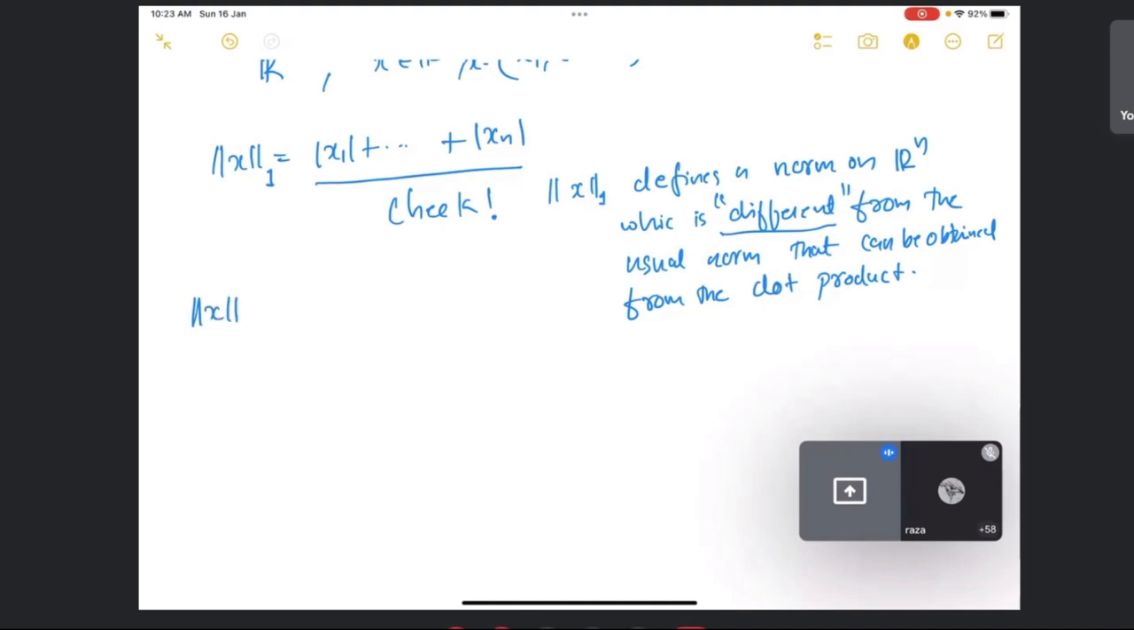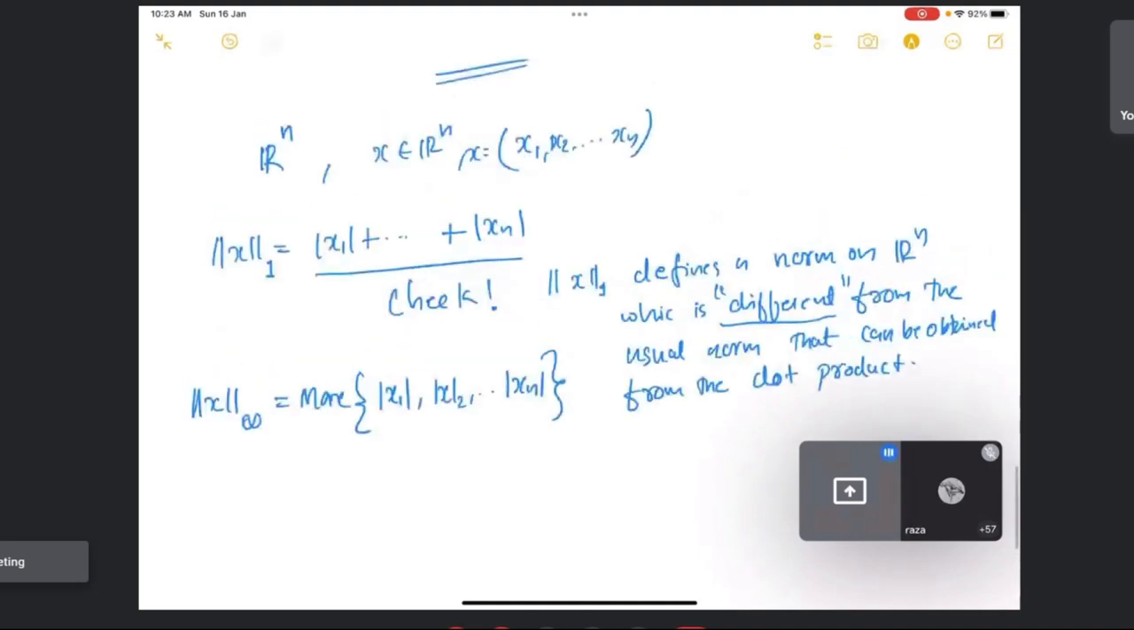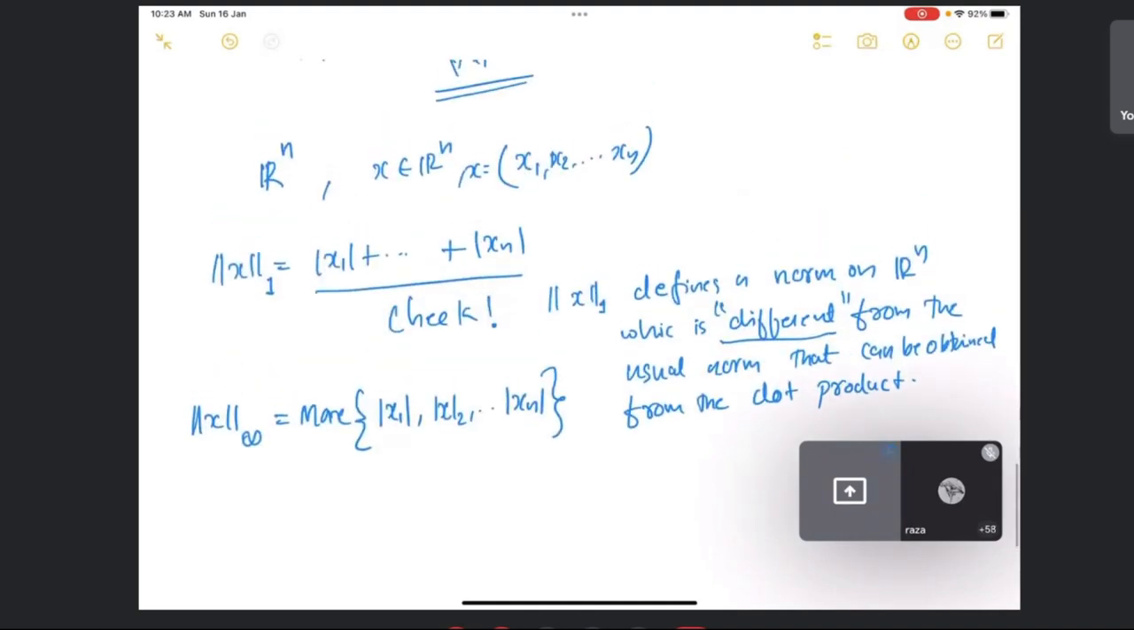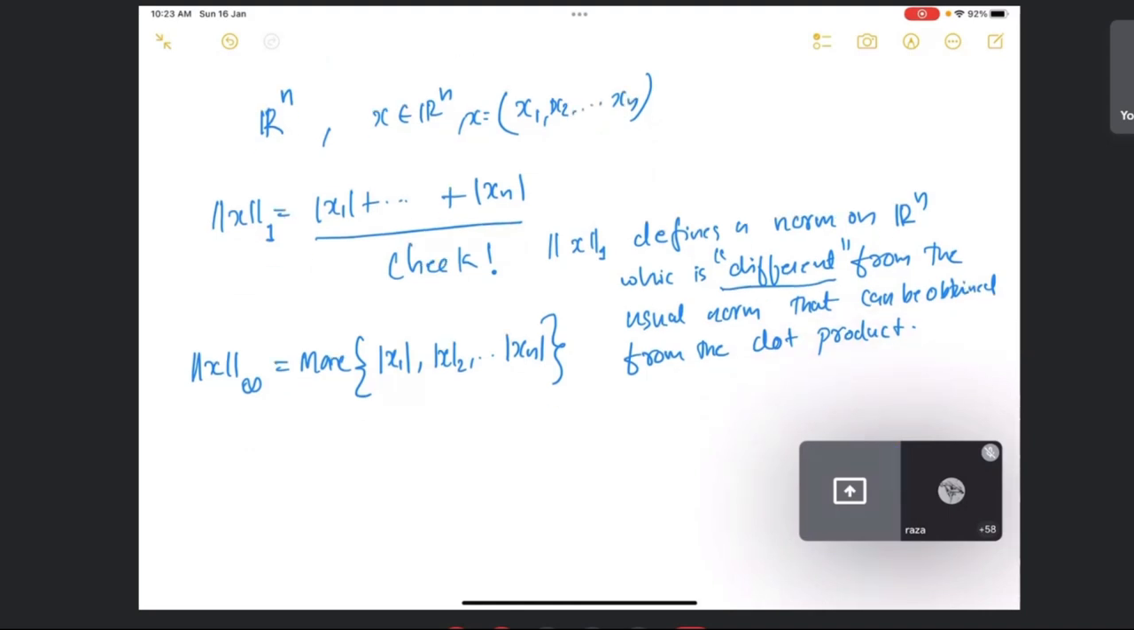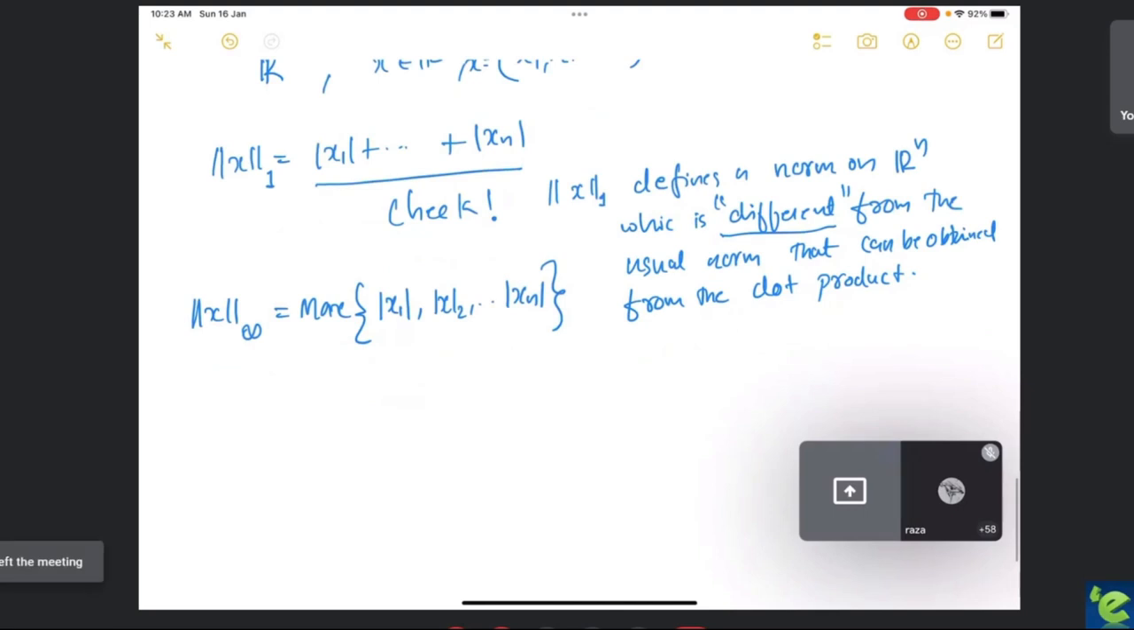Similarly, you can define something called the maximum norm or the supremum norm. This is nothing but maximum of mod x1, comma mod x2, comma etc., mod xn. So these are all norms on R power n, and these norms are not obtained from a dot product. Okay.